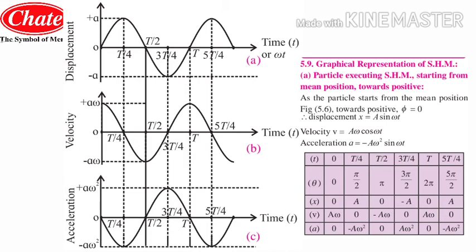So after starting the graph of velocity from a omega, the point will be reaching toward 0. Again the point will be toward the x-axis, meaning it will be 0. Then after that we put the value theta equal to pi by 2, and we obtain the value of velocity, which is minus a omega. Thus the next point after 0 will be the negative extreme position, that is minus a omega.